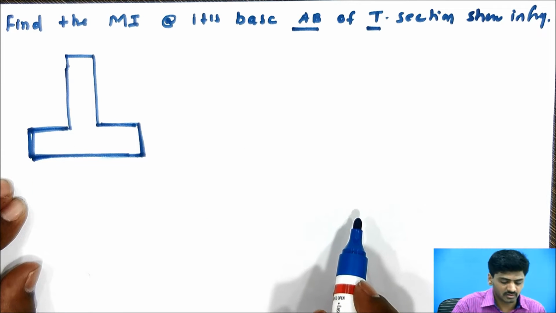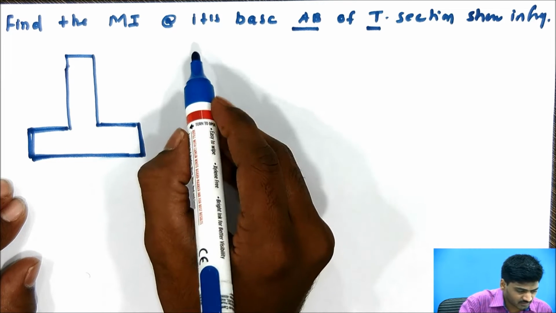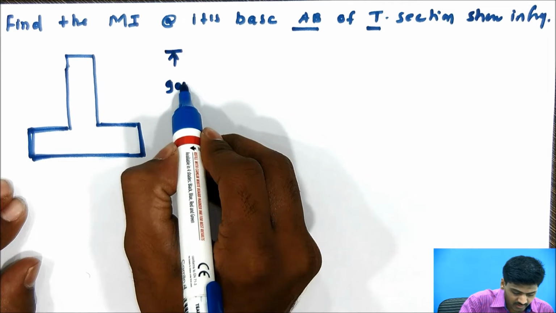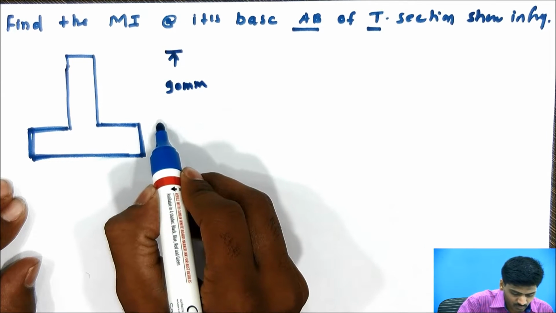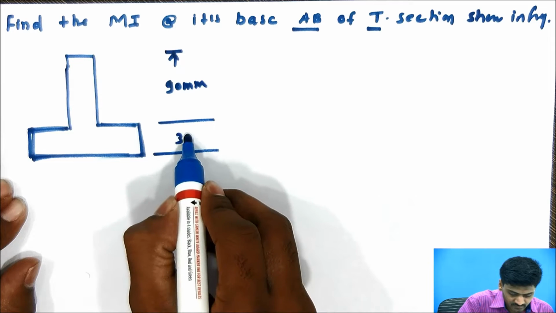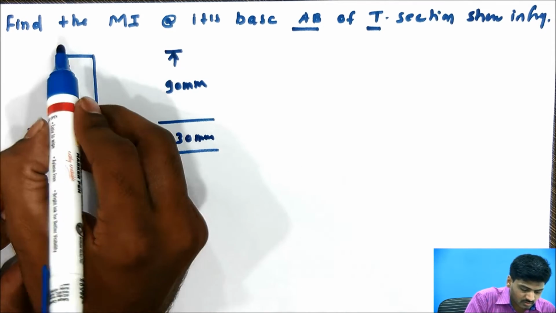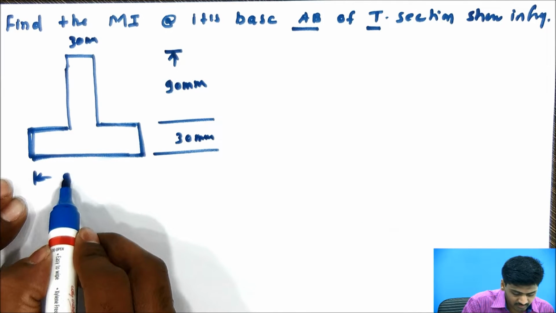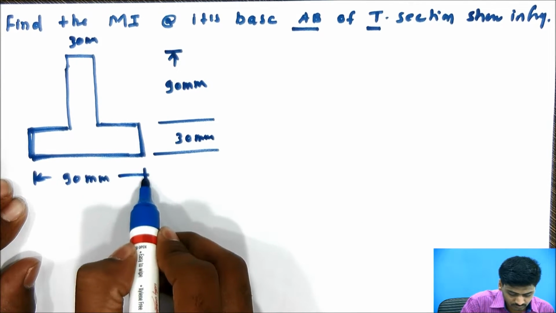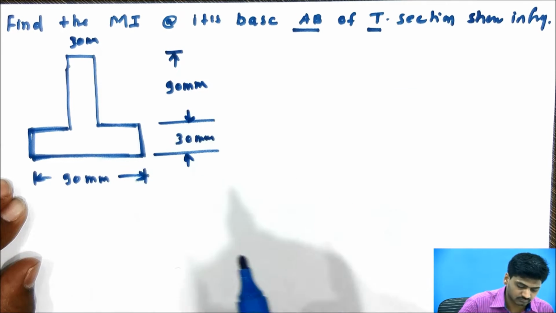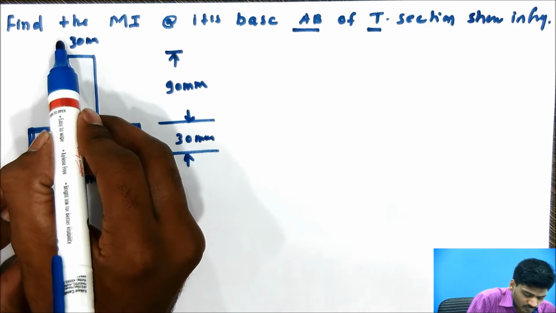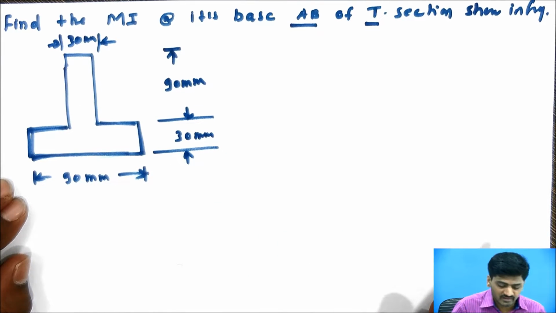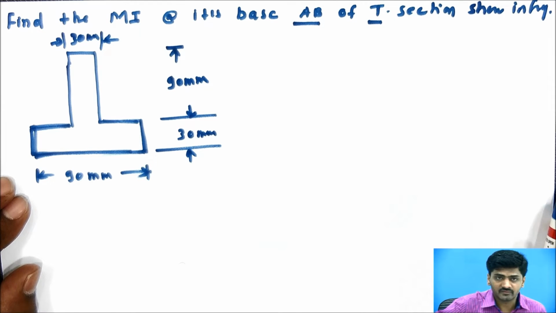Okay, so the T section is given. The dimensions: this is near about 90 mm up to here, this is 30 mm, this is also 30 mm, and the total is 90 mm. Very simple. What is the next? Our task is very simple.